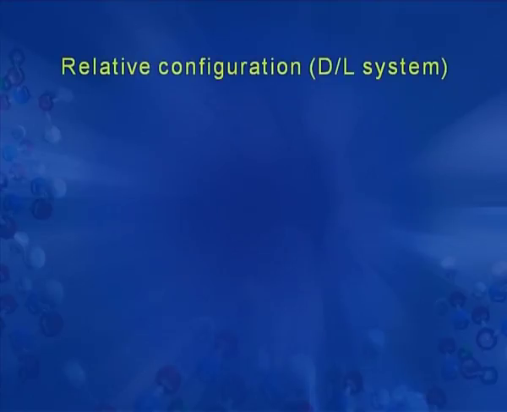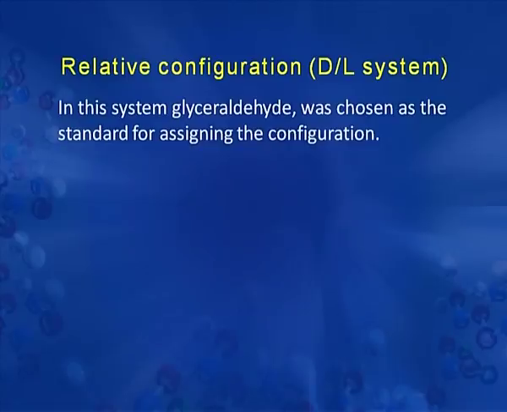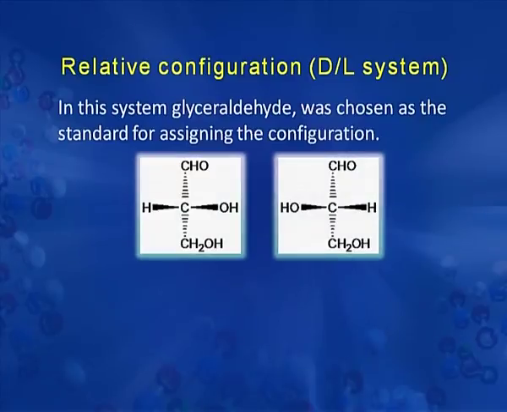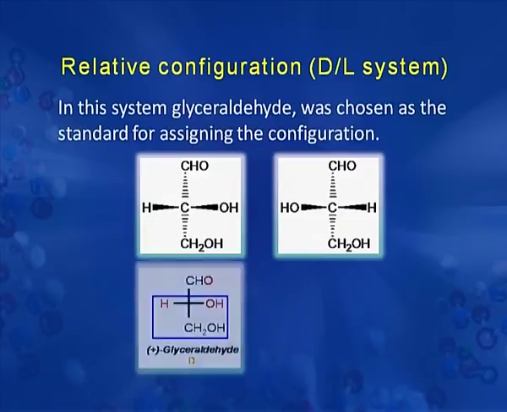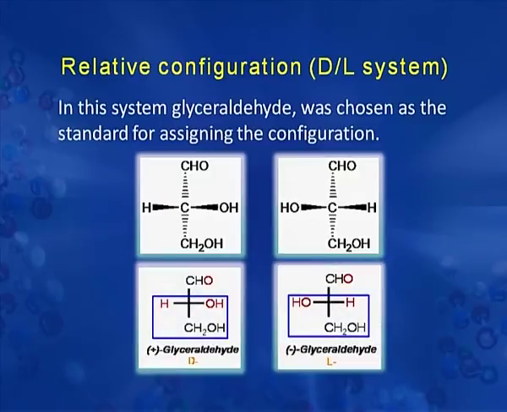One of the methods that was given earlier is a relative method, which we call relative configuration, and in this system glyceraldehyde was chosen as a standard for assigning the configuration. Two isomers are possible for glyceraldehyde. These are the two isomers of glyceraldehyde. Any compound whose configuration is to be written was compared with glyceraldehyde. These are the Fischer projection representations for the two, and this is the asymmetric carbon atom of glyceraldehyde, which has been shown in the box here.